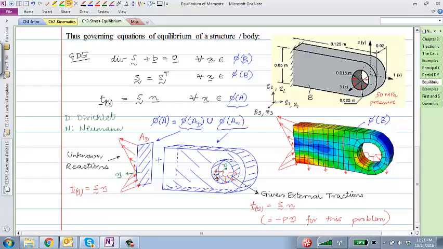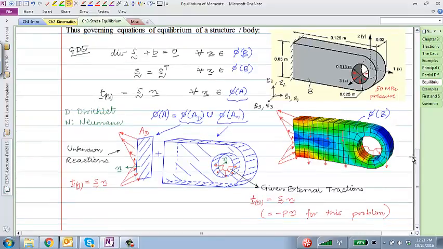So that gives those two conditions of equilibrium of forces and moments everywhere inside a deformed body. And the traction condition, the traction stress Cauchy relationship, at every point of the boundary of the body, whether it is unknown reactions or external forces, this condition must hold. Okay, that gives us the conditions to be satisfied for equilibrium.